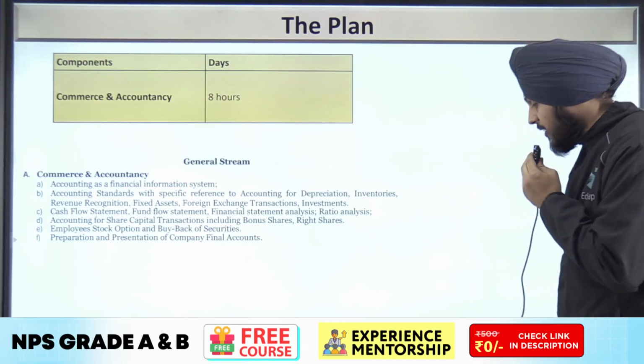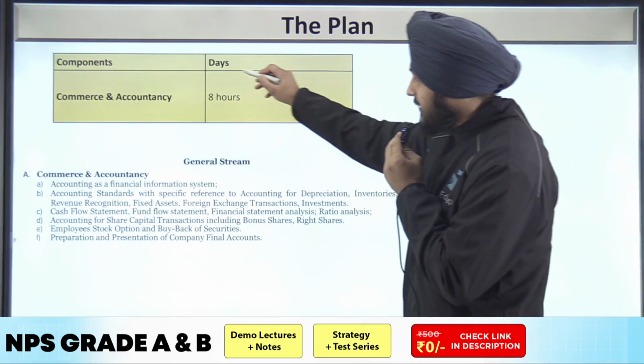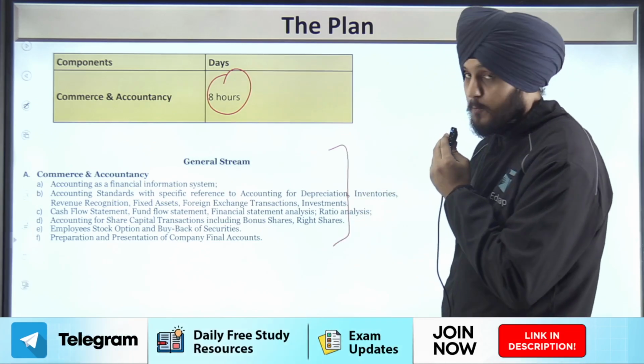After that, we have Commerce and Accountancy, which is a part of your paper 2. So over here we have dedicated 8 hours. So again, 8 hours you have to spend for revising all these topics.